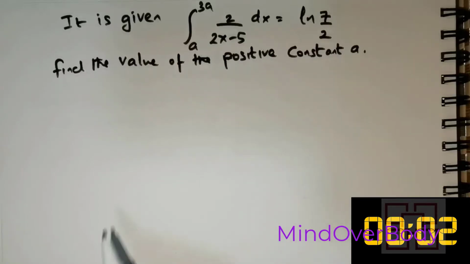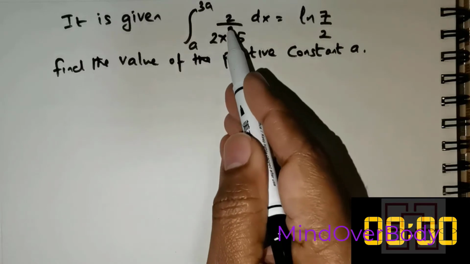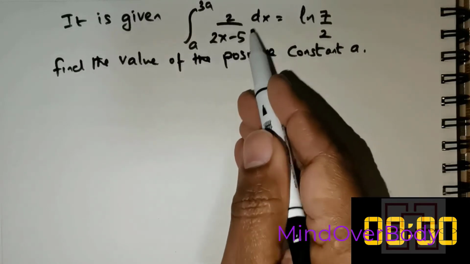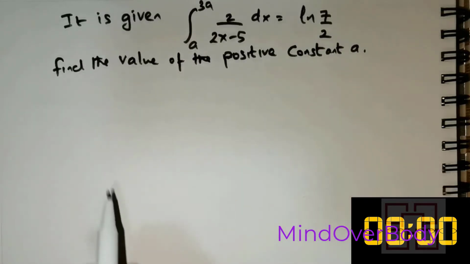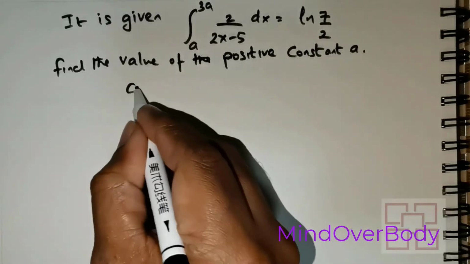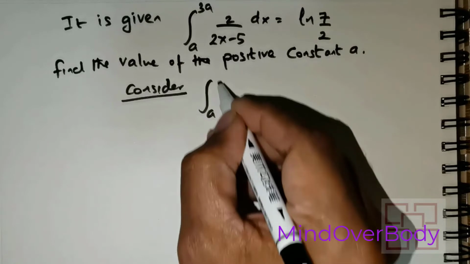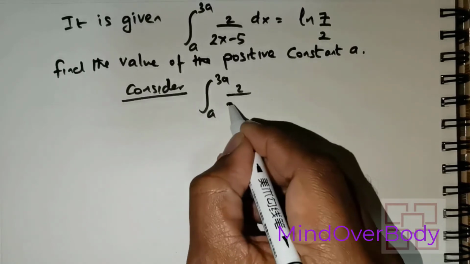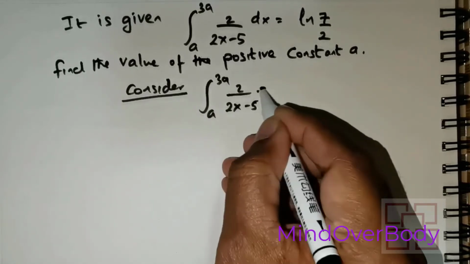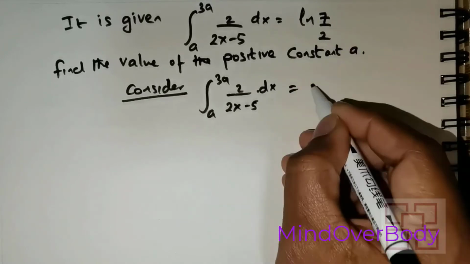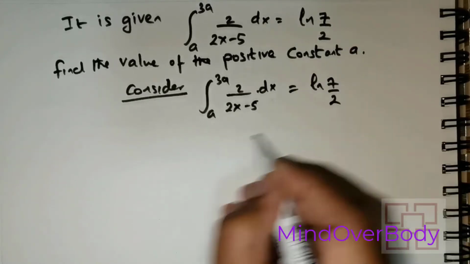Students, we are given this question: integral from a to 3a of 2 divided by 2x negative 5 times dx is equal to ln of 7 over 2. Now let us start by considering the integral from a to 3a of 2 divided by 2x negative 5 times dx. Of course it is given to be ln of 7 over 2.